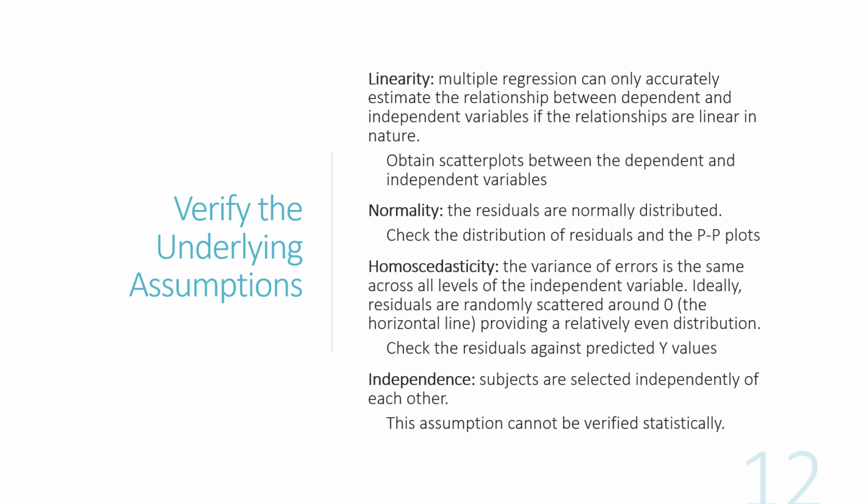Homoscedasticity refers to constant variance in residuals across all levels of independent variables, which can be checked by plotting residuals against predicted y values. A residual plot should show randomly scattered points around the horizontal line at 0 without patterns. Independence is ensured through appropriate sampling method, as we previously discussed.